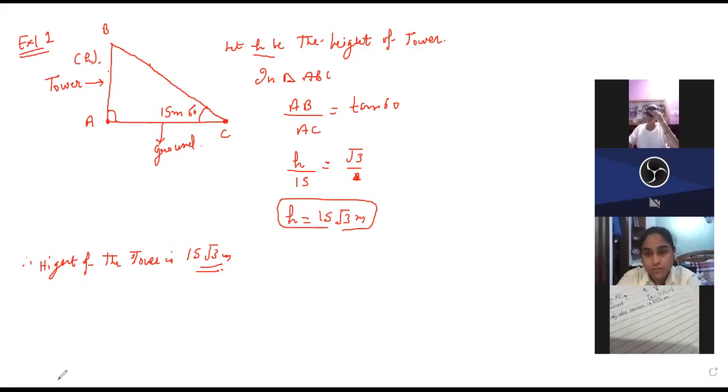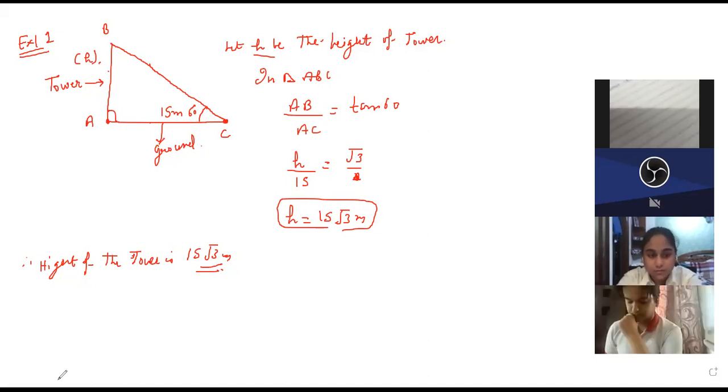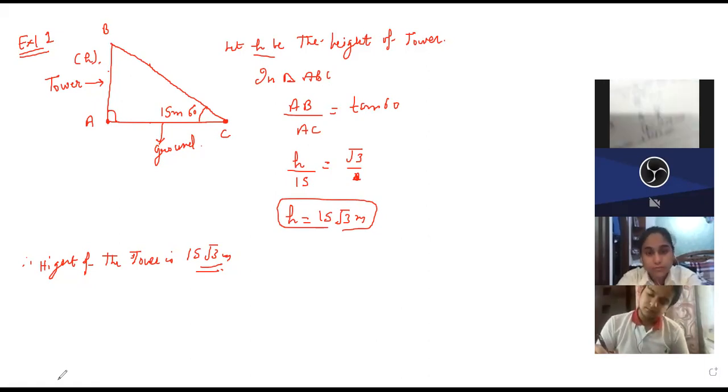I hope everyone has noted. Yes, sir. Is there any confusion? No, sir. Got it. Come to the next example.